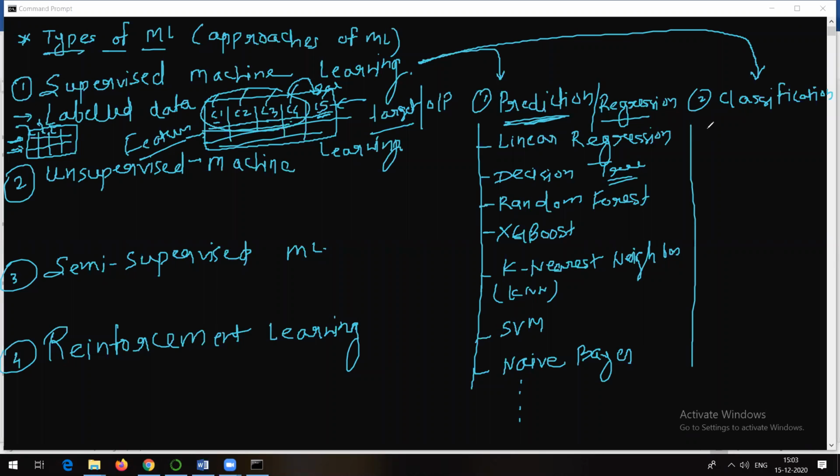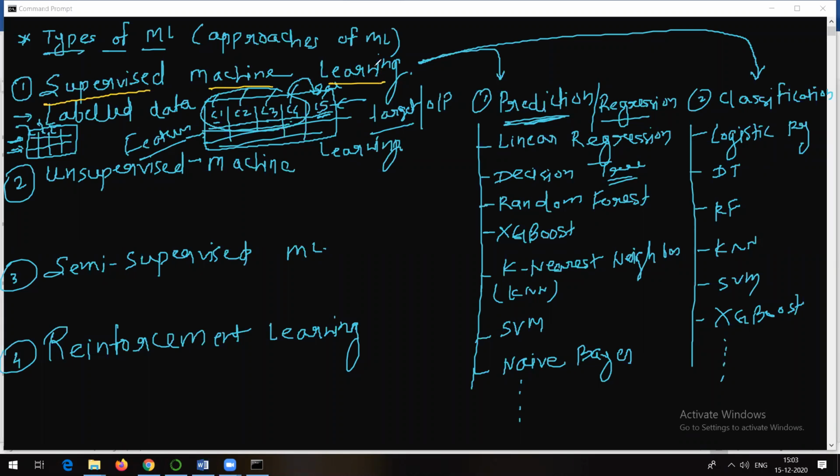Similarly, to solve classification problems, we have logistic regression. Decision tree can solve both classification as well as prediction. Random forest also can solve both. KNN also can solve both. SVM also can solve both. XGBoost also can solve both types of problems. And there are other algorithms also. So whatever I have listed here are some of the algorithms which can be used to solve prediction as well as classification problems, which can be solved with the help of the supervised machine learning approach. What is the supervised machine learning approach? Where the data is labeled data.